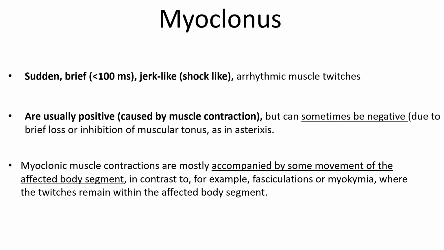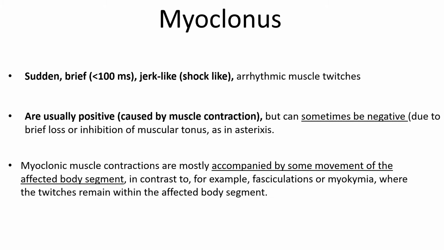So myoclonus is a sudden, very brief, jerk-like, shock-like arrhythmic muscle twitch. These myoclonus are usually positive, that is, caused by muscle contraction. So what is negative myoclonus? Negative myoclonus is usually due to a brief loss or inhibition of muscular tone and is characteristically known as asterixis, seen in uremic encephalopathy, hepatic encephalopathy, even in pseudonarcosis.